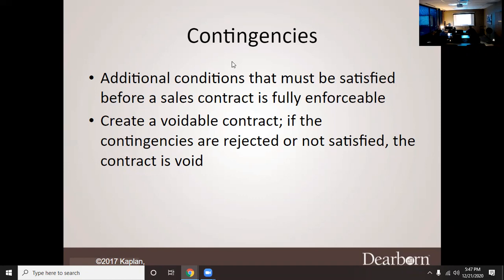If I can't end up getting financing, then my contract's not going to be fully enforceable because I can't get financing, okay? These are ways that we can create what's called a voidable contract. If the contingencies are rejected or not satisfied, then the contract is void on its face because not all elements have been met, okay?